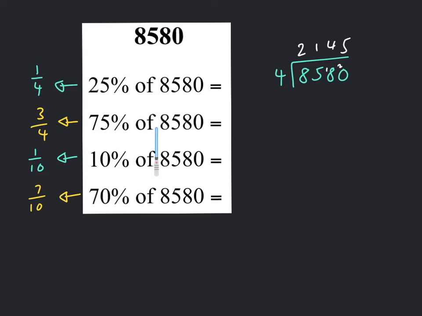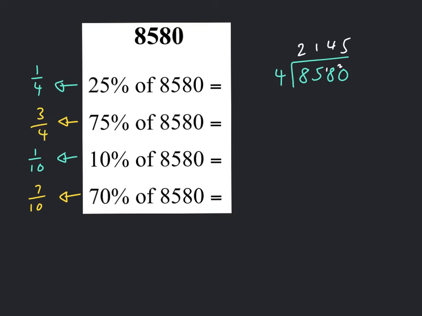75% of 8,580. Now our rule for finding the fraction of a whole amount is divide by the bottom, multiply by the top. Divide by the bottom, multiply by the top. Hopefully you remember that from before Christmas when we did fractions. We know that 75% is equivalent or equal to 3/4. So we're going to find 1/4 of 8,580 and then multiply that by 3. We're going to divide by the bottom and multiply by the top.